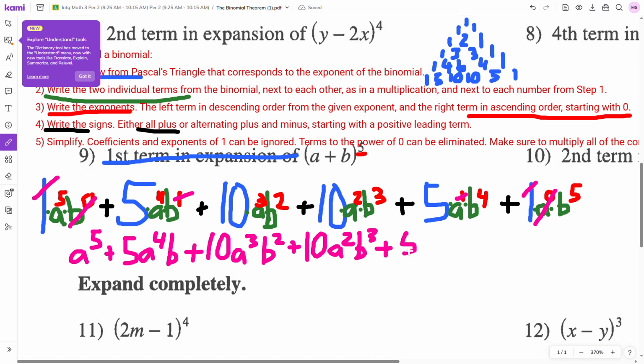plus 5a b to the 4th plus b to the 5th. And that's it. That's how you expand a plus b to the 5th power. This right here equals that.